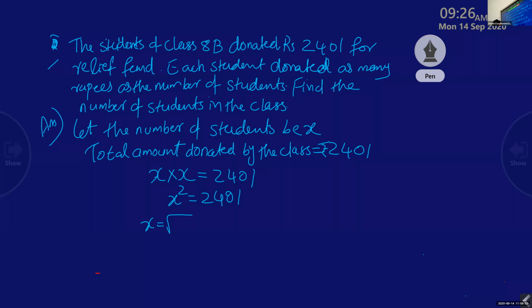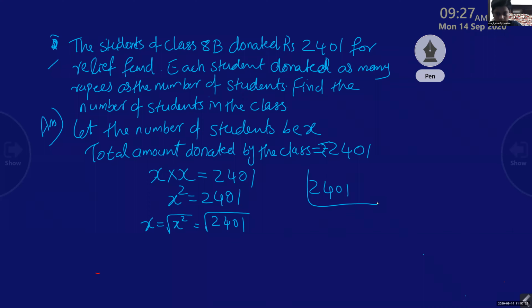So for getting x, root of x square, that is root of 2401. Prime factorize it. 2401, prime factorize for finding the root. When we prime factorize, which will be the first number?